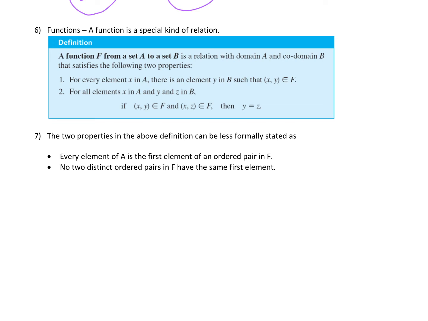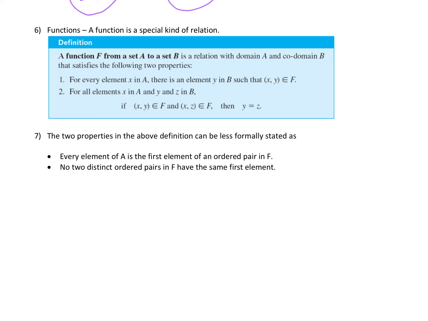A function f from a set A to B is just a special kind of relation. It has domain A, codomain B. It's a special kind of relation that satisfies two extra requirements. The first one is that for every element in A, there is an element in B such that (x, y) is in the relation.